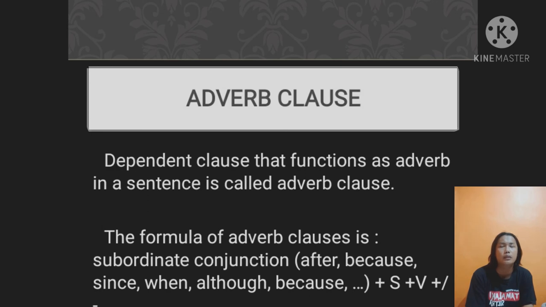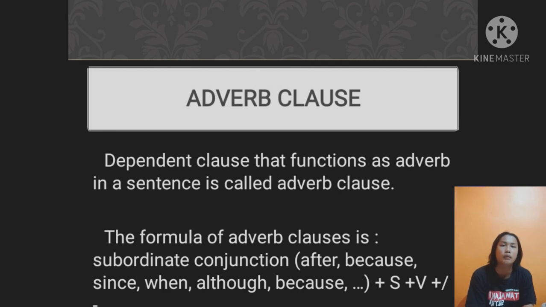Dependent clause that functions as adverb in a sentence is called adverb clause. The adverb clause has the same function as adverb, which is describing verb, adjective or adverb in another sentence. He can provide additional information about the frequency, how often, cause and effect, comparison or condition. Some prefixes for adverb clause that can be used are unless, while, since, although, provided that, after and as soon as.